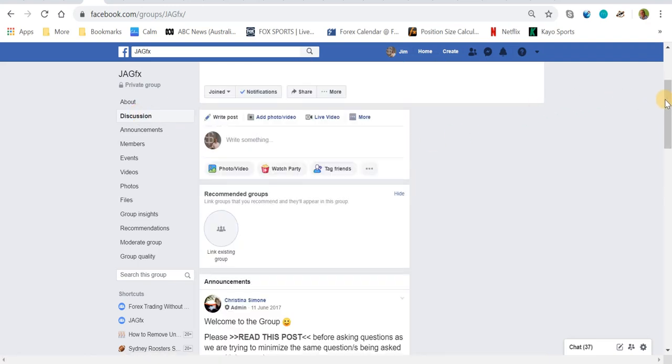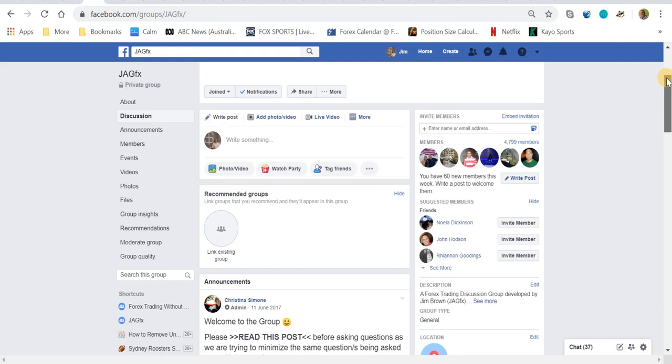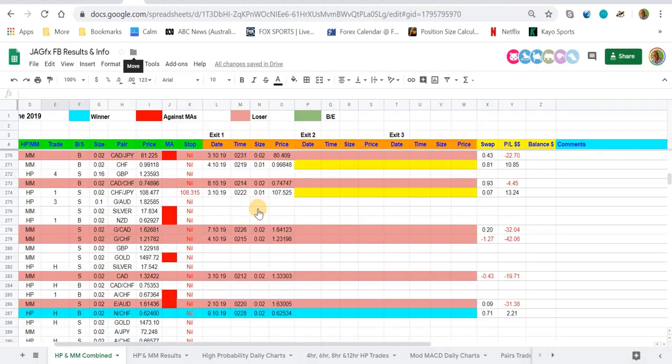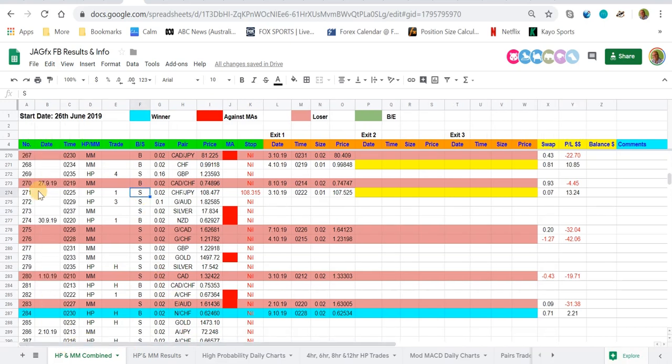Now, as you know, I call trades in both the Facebook group every day and also the Telegram group, and I share these results in this spreadsheet. So HP and Mod MACD combined, that's the first one on the left here. It's pretty straightforward. You just follow the instructions here. There's all the trades, numbers, the date, time, high probability or Mod MACD, just a trade number if I'm hedging, buy or sell, size, pair, price.